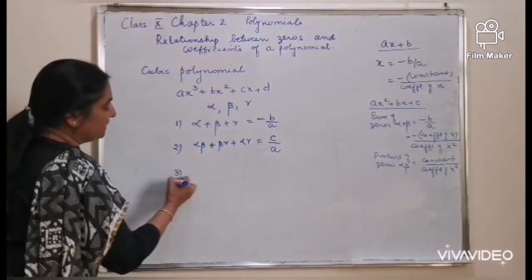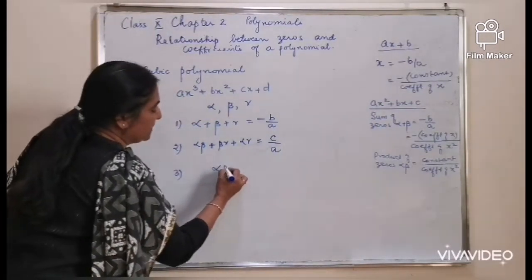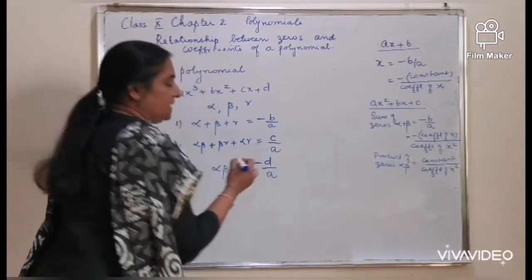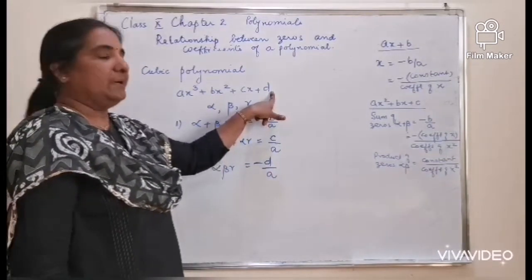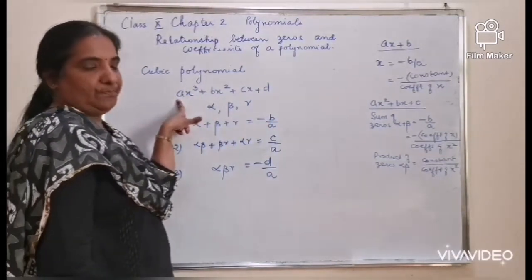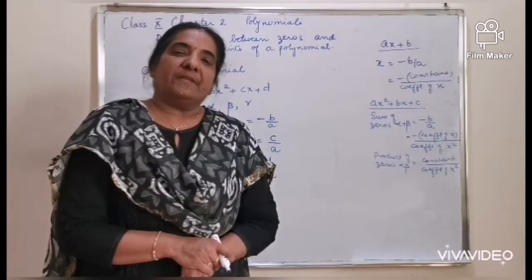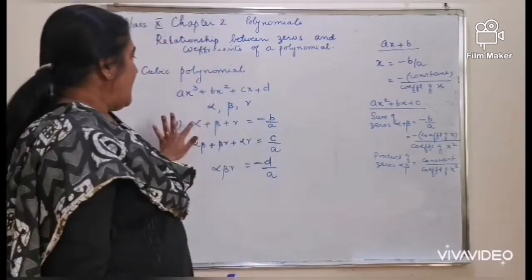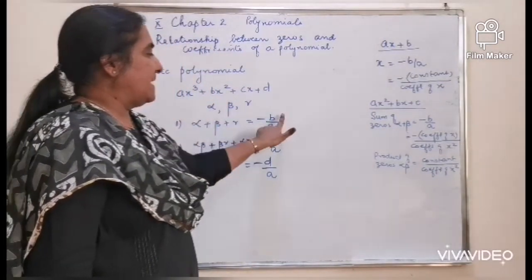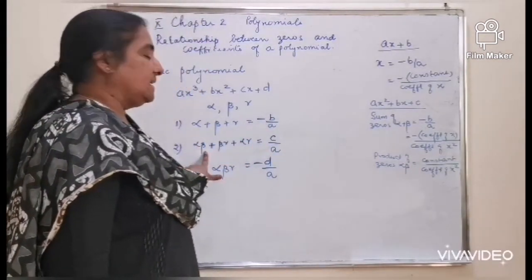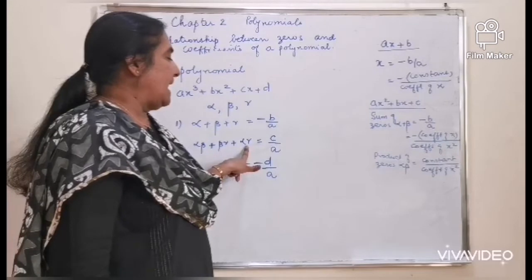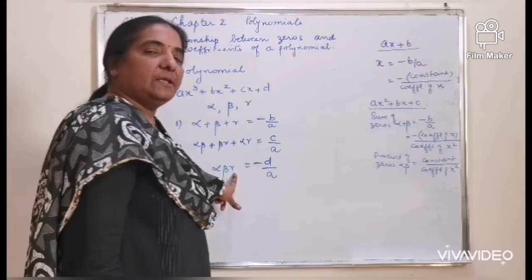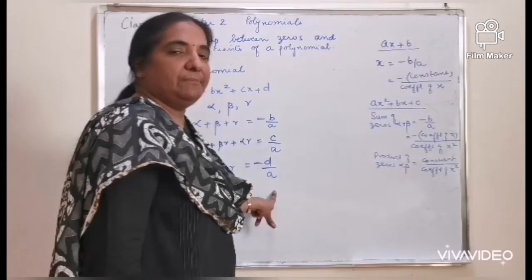And the third rule: the product of the zeros, alpha beta gamma, is equal to minus d by a, that is the constant term by the coefficient of x cube. For a cubic polynomial, if alpha, beta, gamma represent the three zeros, alpha plus beta plus gamma is the same as minus b by a. Alpha beta plus beta gamma plus alpha gamma is equal to c by a, and alpha beta gamma, the product, is equal to minus d by a.